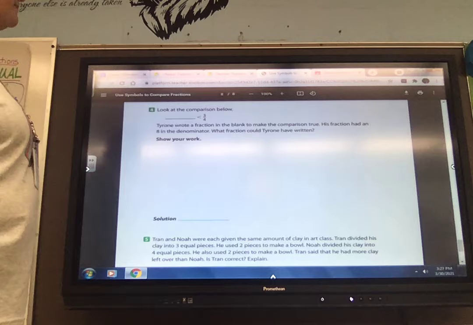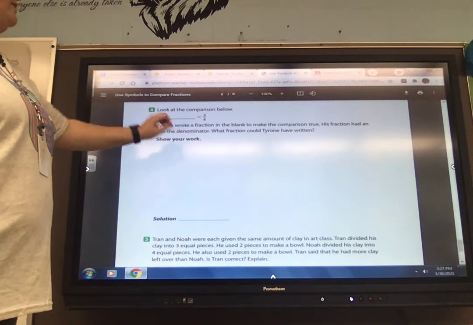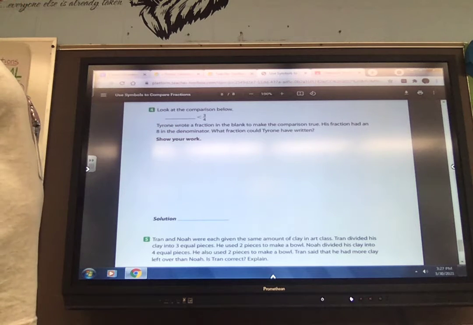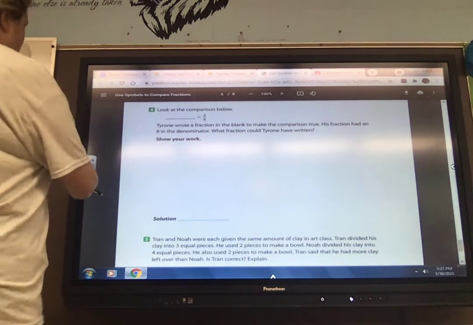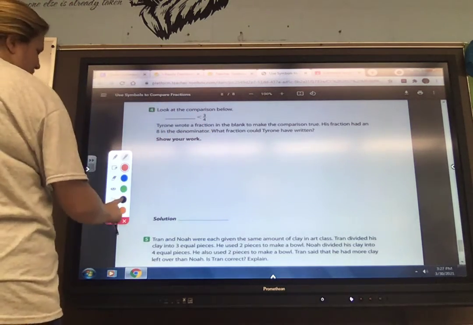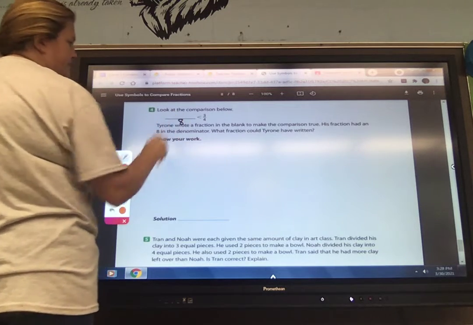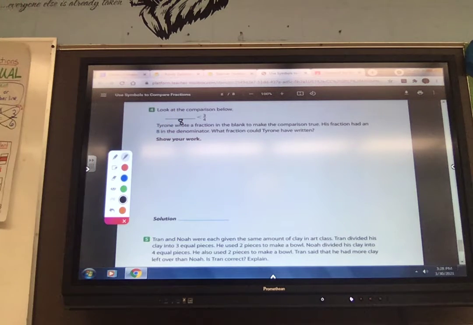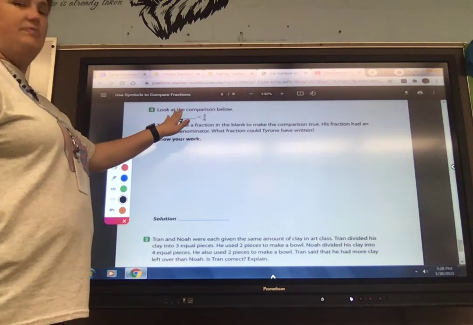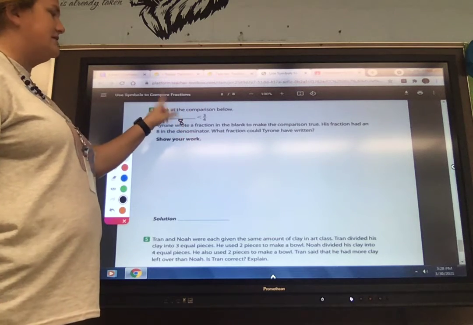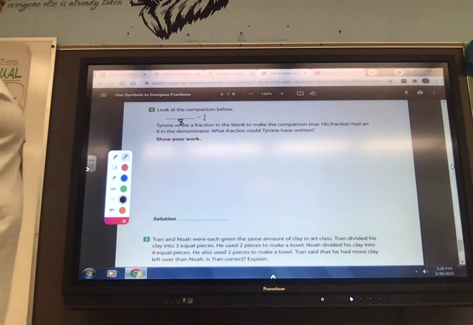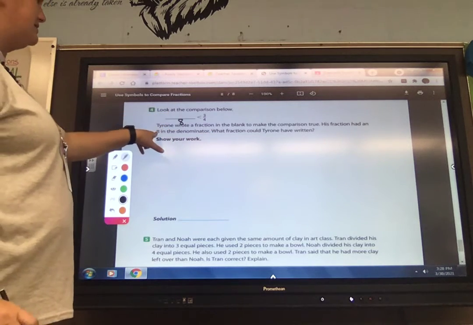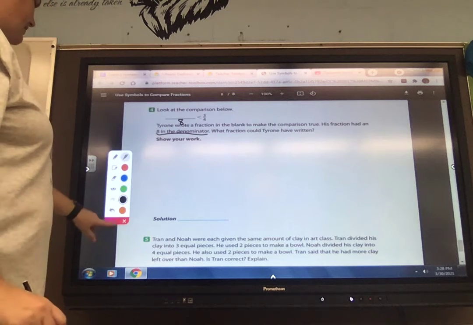Number 4, Tyrone needs a fraction to make this true, so we need something less than 4. They already tell you to put 8 in the denominator, so you don't get to pick the 8. The 8 has to go there. So try to put something on top, butterfly, and your left side should be smaller. You've got all this room down here to work and practice that. Just make sure 8 is in your denominator.